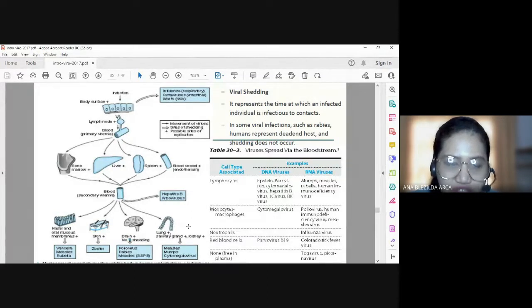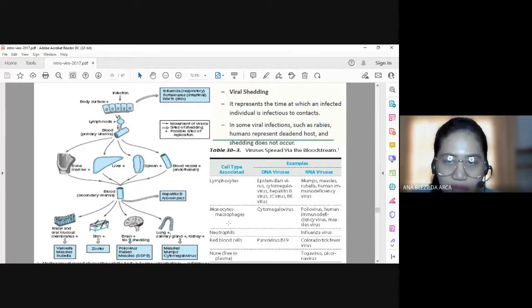Tapos, aakit naman siya sa other parts ng katawan mo. Pwede siya umakit sa brain. Kung yung target niya brain, like rabies, then ayan na, nakarating na siya sa brain. 'Di ba? Pwede naman sa lungs, tulad ng COVID. So, nakarating na siya sa lungs. May pneumonia ka na. Skin, pwede rin or sa nasal and oral mucosa. Okay? So those are examples. Kaya kumakalat siya. So meron siyang primary viremia and then secondary viremia.